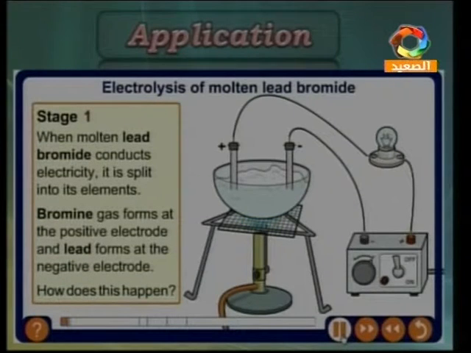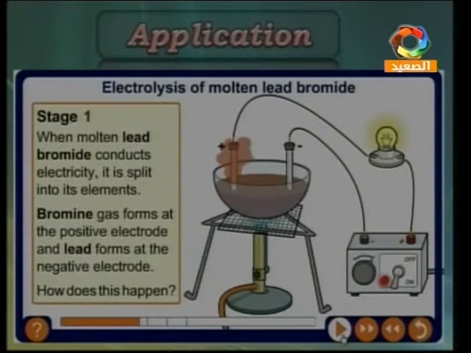Stage number 1: when molten lead bromide, or any of these compounds that conduct electricity, is split into its elements, we have the positive and the negative. I turn on this battery and the lamp will light up, so the electric energy passes through this circuit, because lead bromide in the molten state is a conductor, an electrolyte also. Bromine gas is formed at the positive electrode, as we see here.